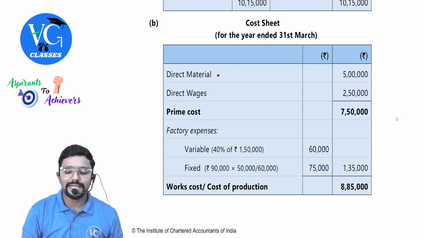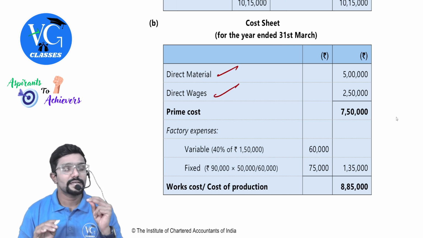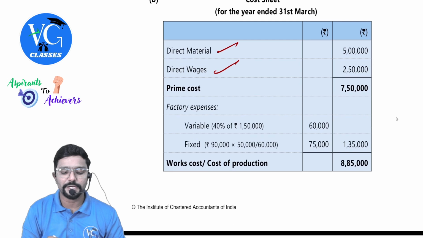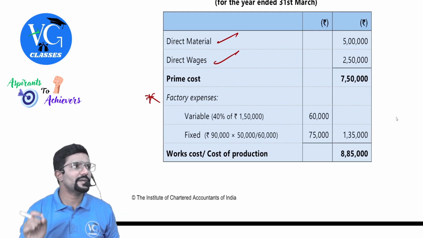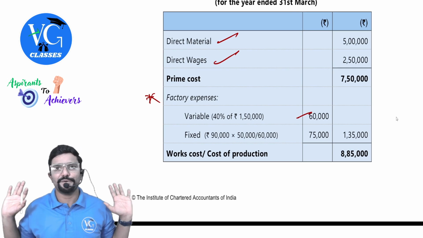Direct materials as it is, we are taking direct wages as it is coming to over expense. Please be careful with that part. You can mark a star there. Variable is how much? Total is 150. 40% is variable, 60 as it is you take.